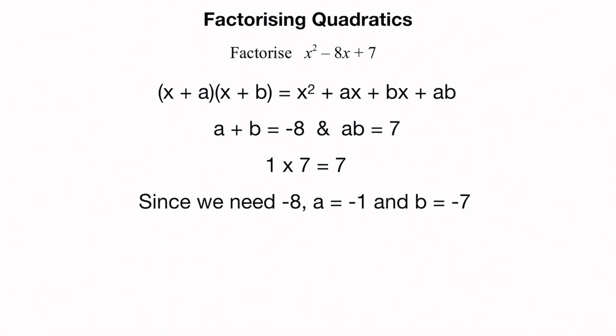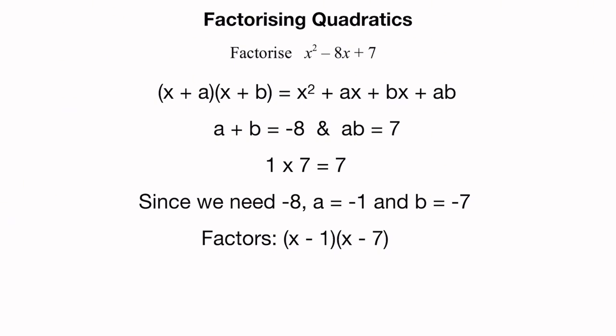So we need a to be -1 and b to be -7, because in this case, if we do a plus b, you will end up getting +8. You want to have -8, and therefore you just use -1 and -7 as your values for a and b. Therefore, your factors are x minus 1 and x minus 7.